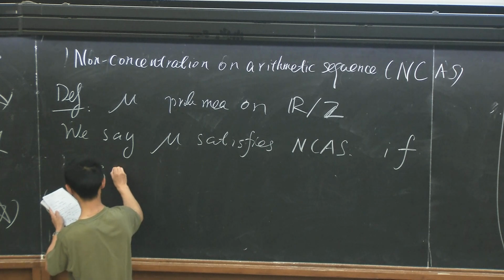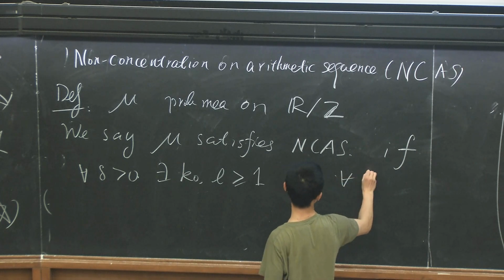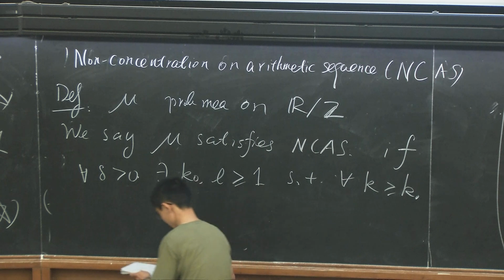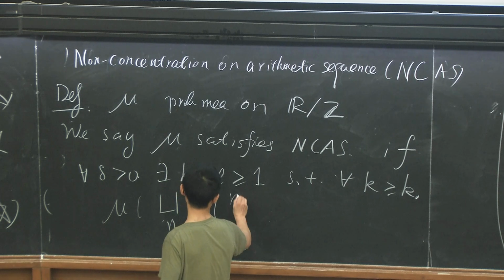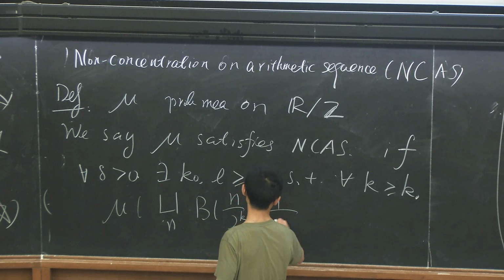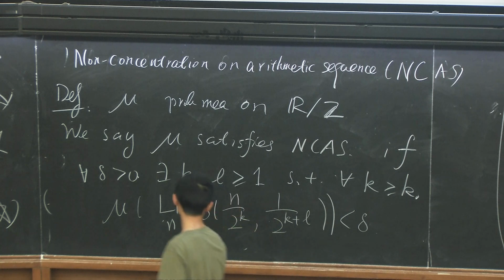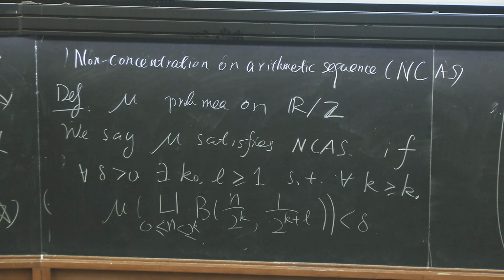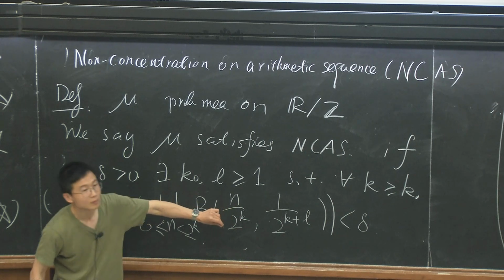for any delta positive, there exist K0 and some integer L greater than 1, such that for any k greater than K0 we have a measure estimate: the measure of the union over n of the balls centered at n over 2 power k with radius 2 power minus (k plus L) is less than delta. Here n is chosen from 0 to 2 power k. You will need this kind of property. So it's the measure of mu near this kind of point, near n over 2 power k, with radius 2 power minus (k plus L).